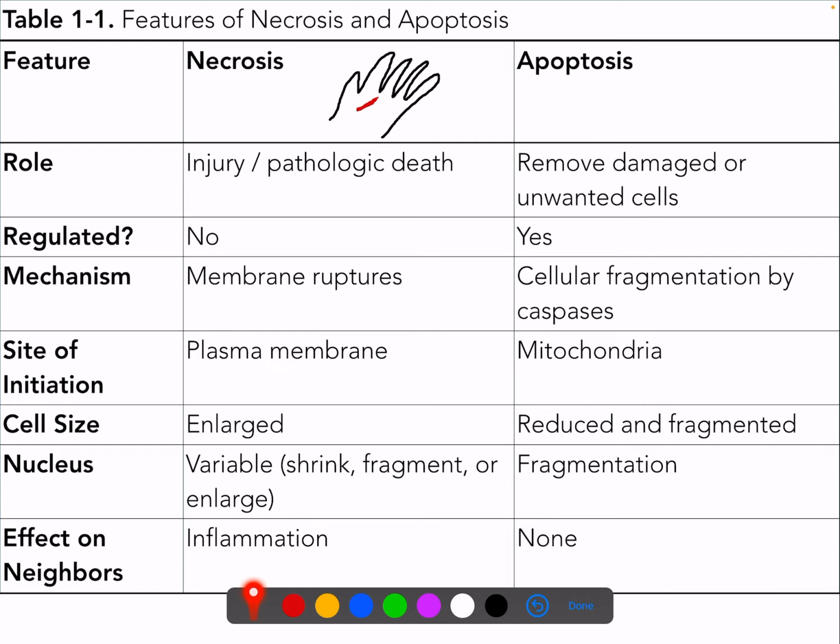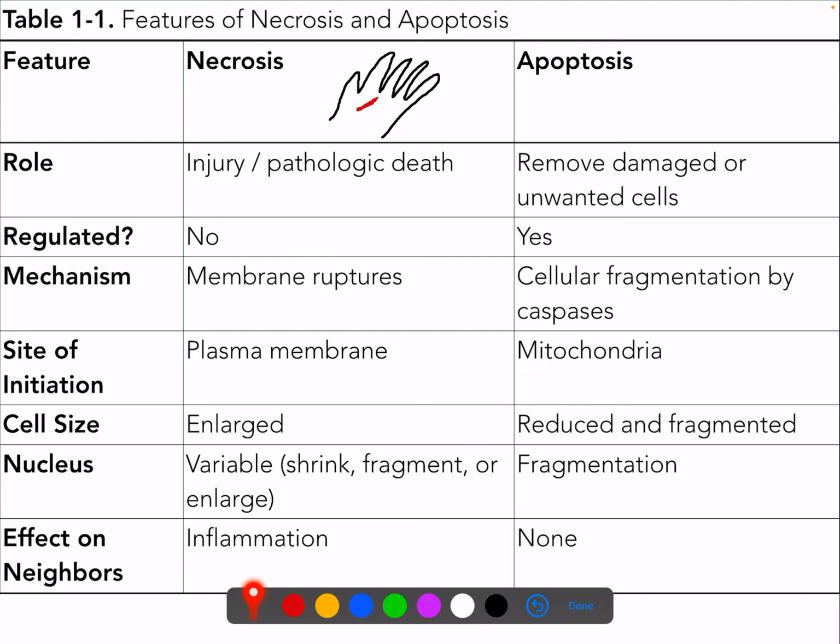Now, apoptosis, on the other hand, is a form of controlled cell death. And there's a couple of reasons we might want to remove cells. If they're highly damaged, for example, we run the risk of forming cancer cells, which will be a big problem for the rest of the organism. So it's best to have any highly mutated cell go ahead and kill itself in a controlled manner.